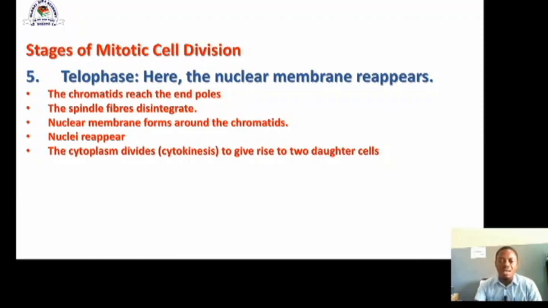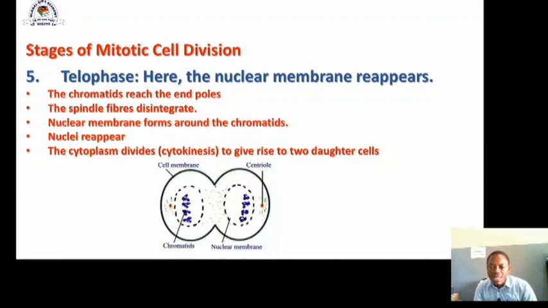Let's check the picture. Look at the cell membrane intact there. And then the nuclear membrane reappears, surrounding each set of the chromosomes. You can see the constriction of the cytoplasm at this point, at the center of this single cell, so that it can give rise to two daughter cells. So the result of these stages of mitosis is two identical daughter cells.